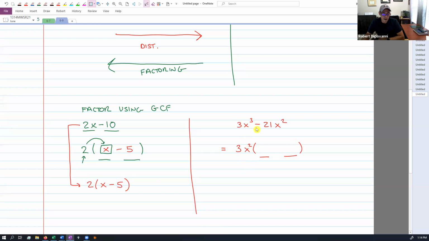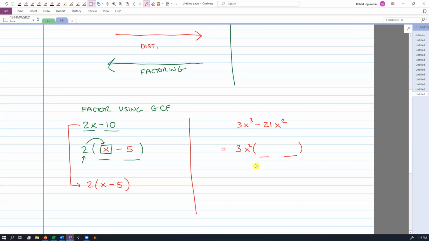Once you've determined that, Katrina, now you just have to answer the question of what goes in these 2 places. So Katrina, what do I multiply 3x squared by to get back 3x cubed? Or in other words, what's missing? Just an x. Just an x, so I put that here.